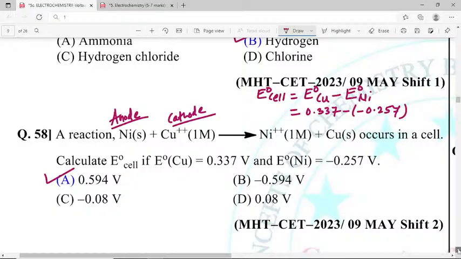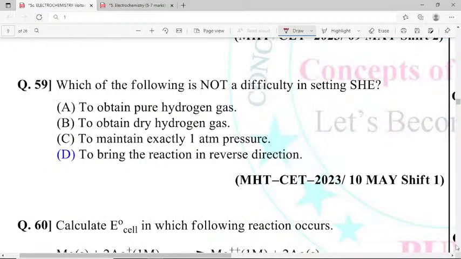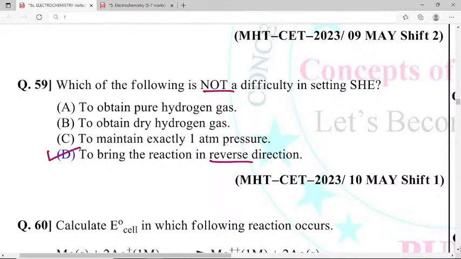Minus become plus. Which of the following is not a difficulty in setting up SHE? To bring the reaction in the reverse direction. To obtain pure hydrogen gas, it is a difficulty. To obtain dry hydrogen gas, to maintain exactly, it is a difficulty. It is not a difficulty to bring the reaction in the reverse direction. Mark this question as important for the 2026 CET exam.